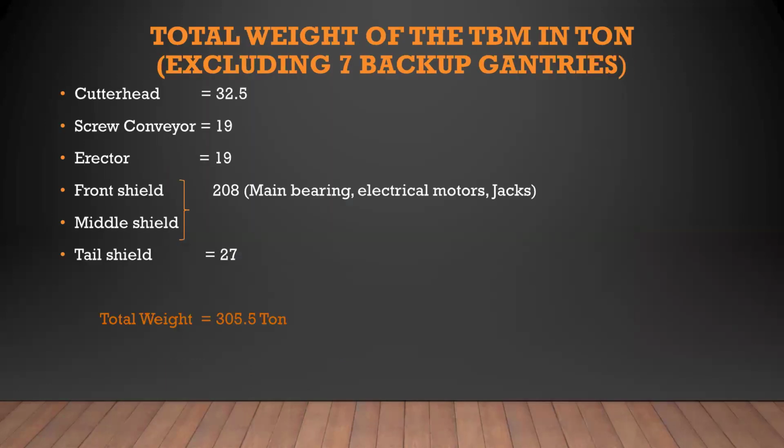For the total weight, we used the TerraTech TBM machine, manufactured by TerraTech in Australia. There are different types of TBMs. In this case, the total weight of the TBM is 305.5 ton, in which the cutter head is 32.5 ton, screw conveyor 19 ton, erector 19 ton, front and middle shield both together 208 ton, then tail shield 27 ton.